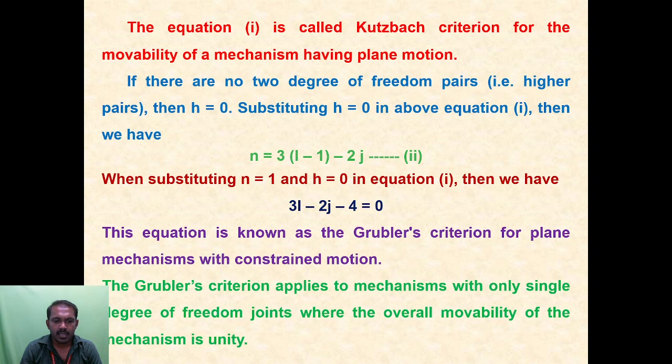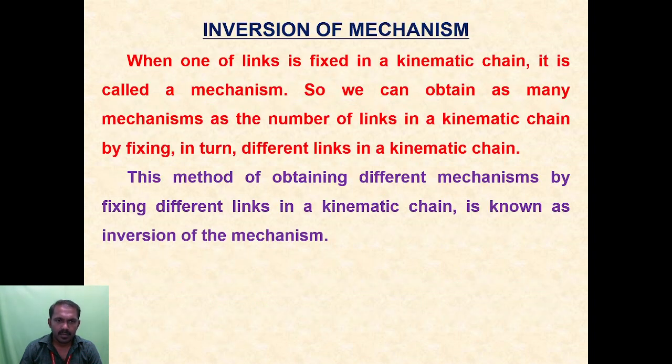Next, inversion of mechanism. Inversion of mechanism means that when one of the links is fixed in a kinematic chain, it is called a mechanism. So we can obtain many mechanisms from the number of links in a kinematic chain by fixing different links.